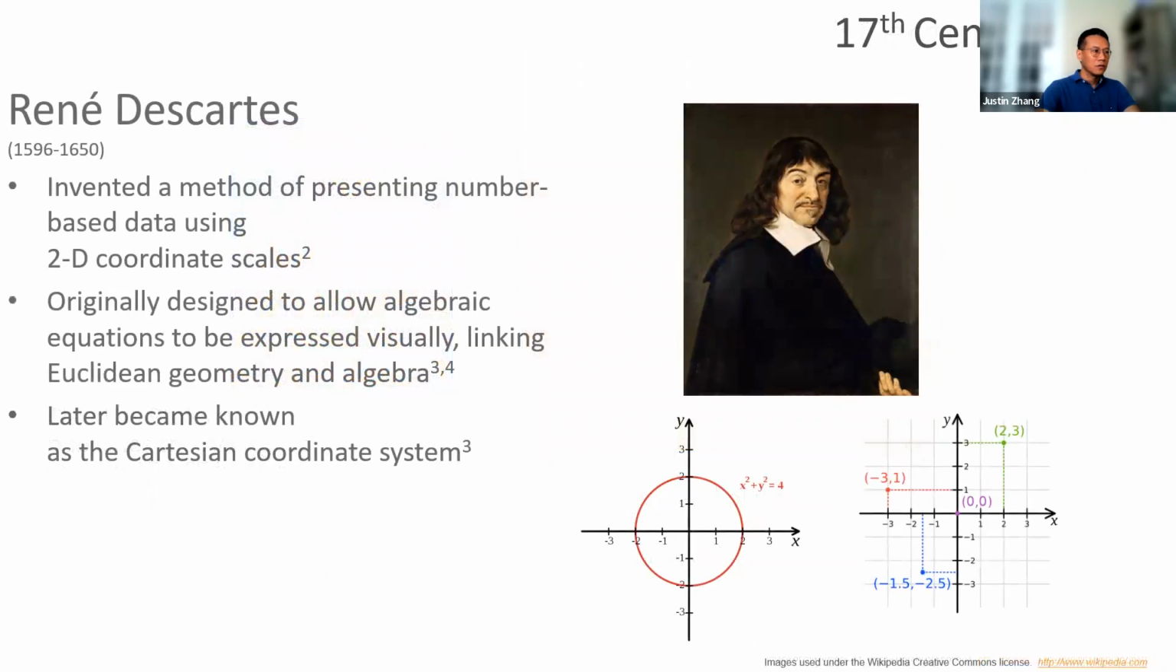The second one is Rene Descartes. He invented a method of presenting number-based data using two-dimensional coordinate scales, which we now use in many of our scientific fields. He was the person who had the famous quote, "I think therefore I am," and he introduced the Cartesian coordinate system.